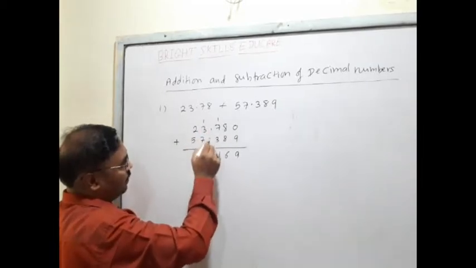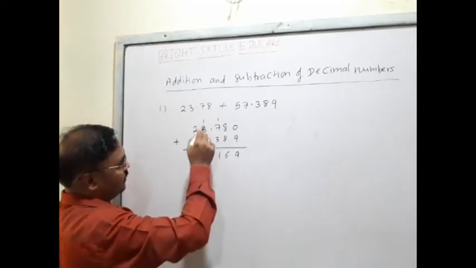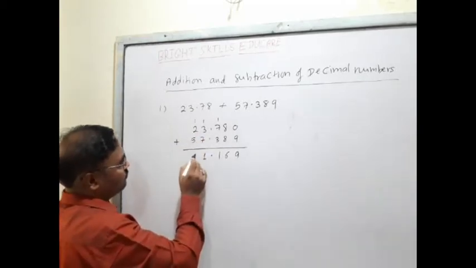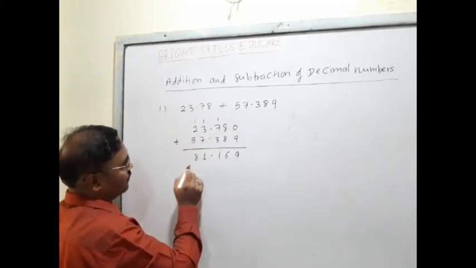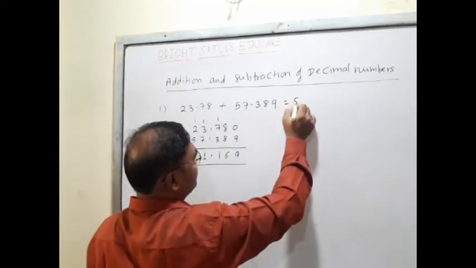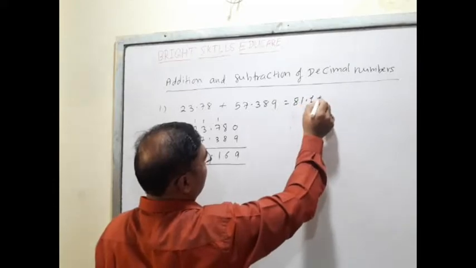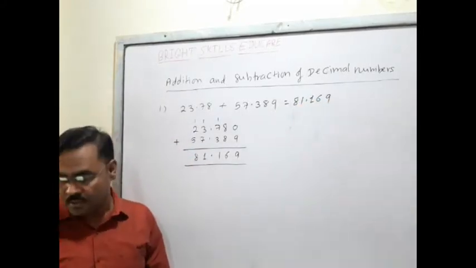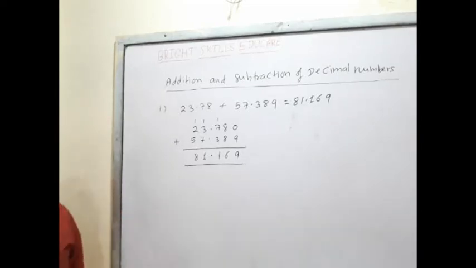7 plus 1, 8 plus 3, 11, then carry 1, point is here, 7 plus 3, 10 plus 1, 11, 5 plus 2, 7 plus 1, 8. This is 81.169, so your answer is 81.169. Understood? Let us have another question.